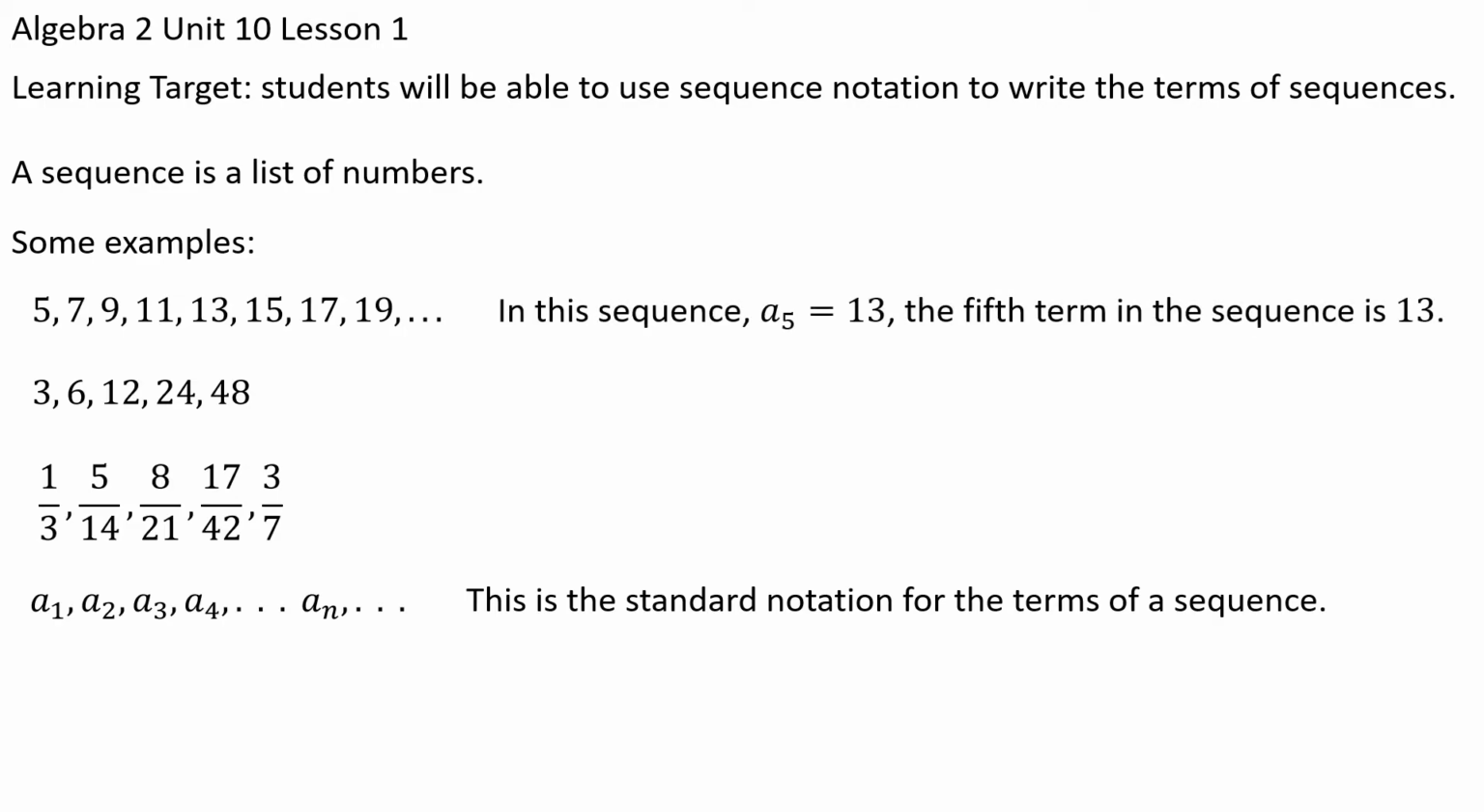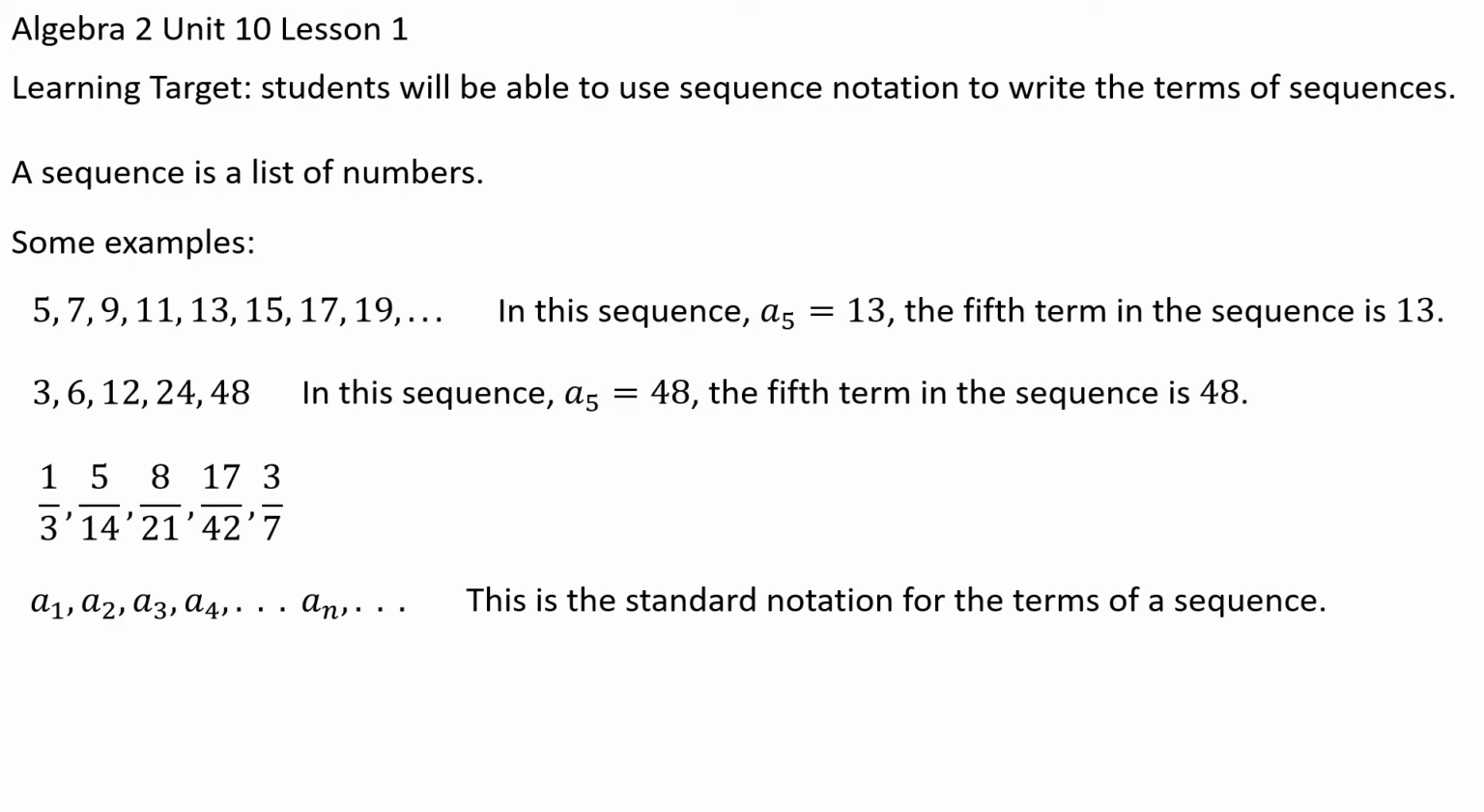So, for example, on that top sequence there, if I requested, hey, what is A5? You'd say, oh, well, A5 is 13. That's because the fifth term in the sequence is 13. Now, most normal people would say the fifth number in the list, but mathematicians would say, oh, it's the fifth term in the sequence. If I look at that next sequence and I ask for A5, you'd say, oh, A5 would be 48 because the fifth term in the sequence is 48.